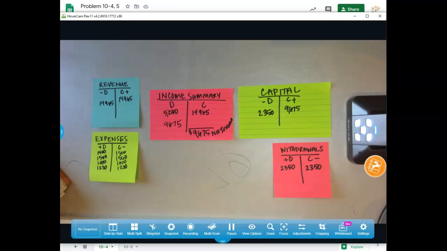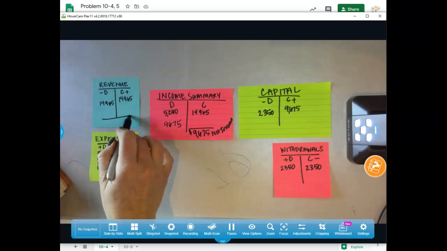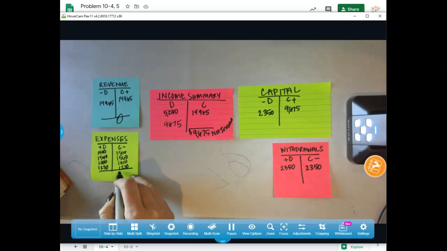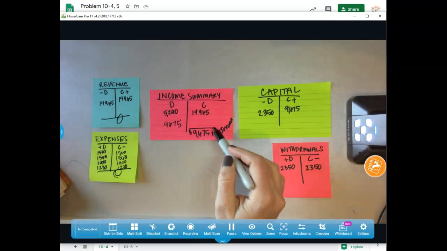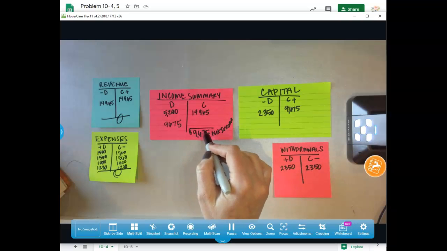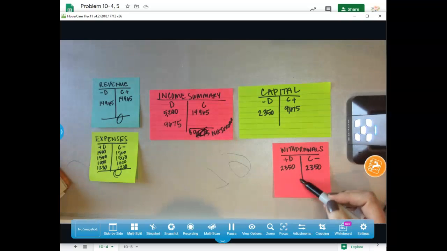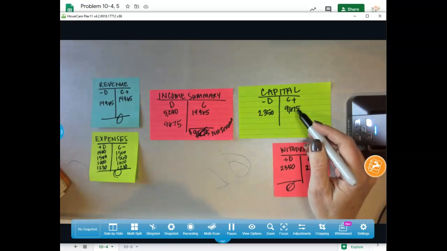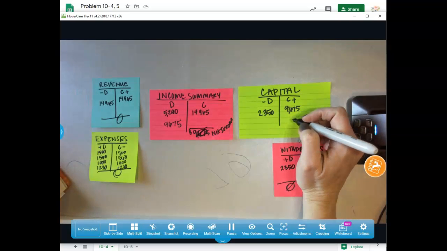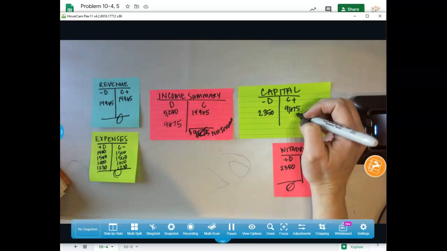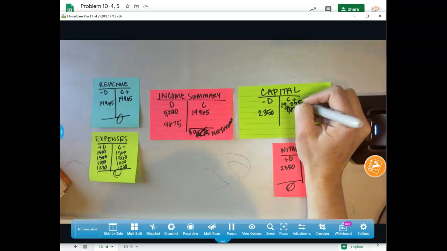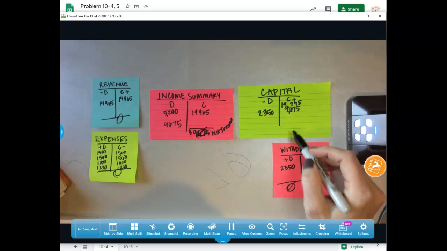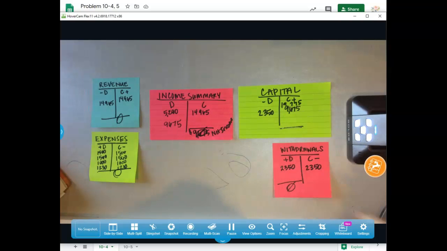So let's go ahead and look at what we did here. Our revenue account now has a zero balance. Our expense accounts have a zero balance. Our income summary has a zero balance. Withdrawals has a zero balance. Our capital, I forgot to put in here our beginning capital, which would have been the $19,775. This will not have a zero balance. This is a permanent account, but we can go ahead and calculate the new balance in that account.